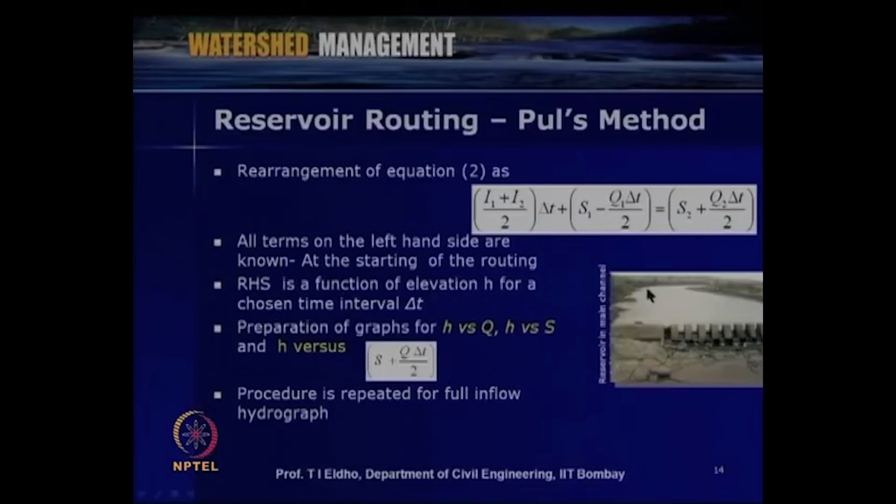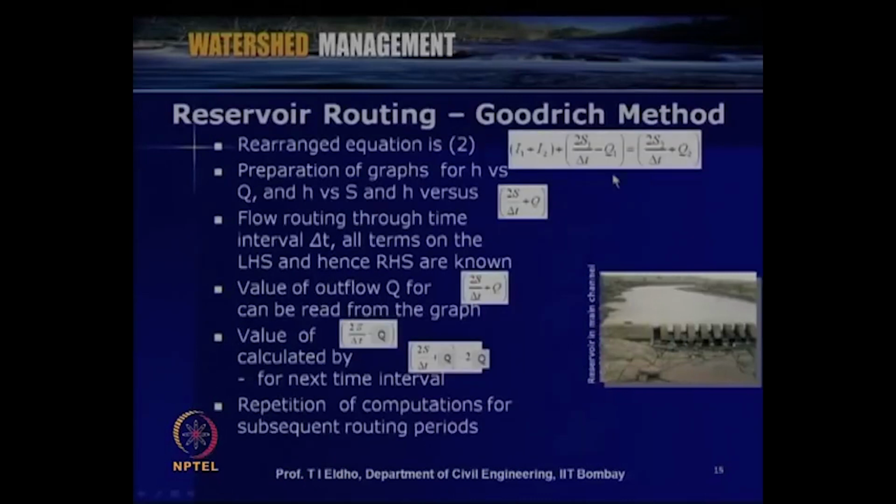So, we can prepare curves, and based upon those curves we can easily identify, for the given inflow, what the possible outflow is and what the possible storage will be. So, through these graphs like h versus q, h versus s and h versus s plus q delta t by 2, this is the so called Pul's method. Then the second method is the so called Goodrich method.